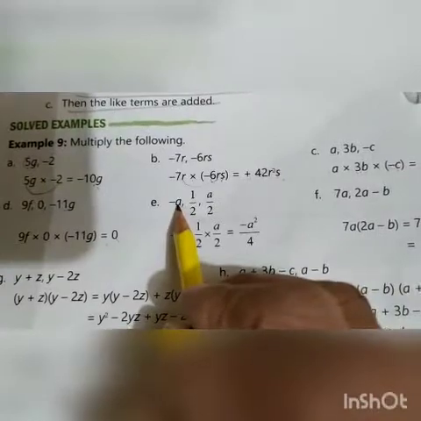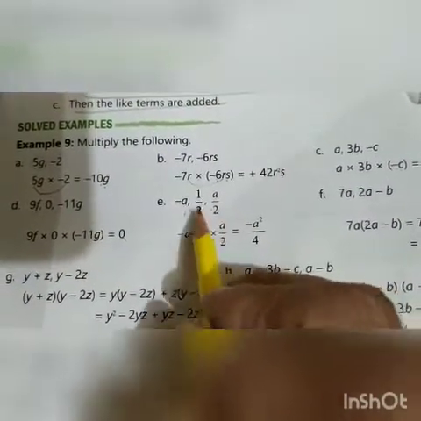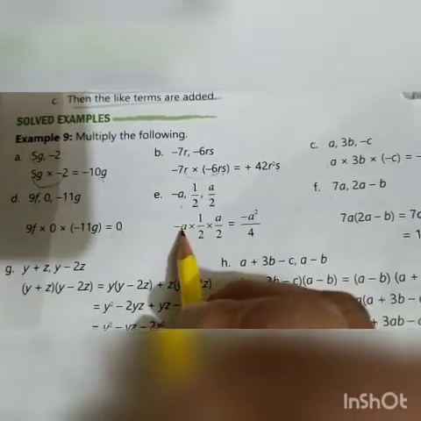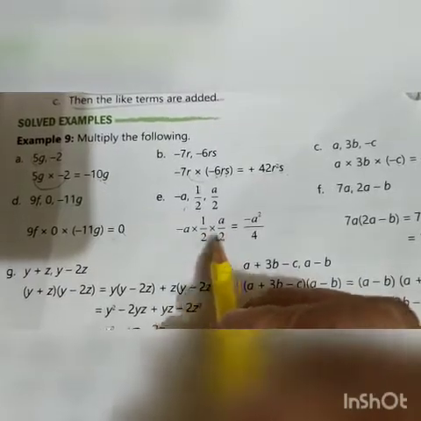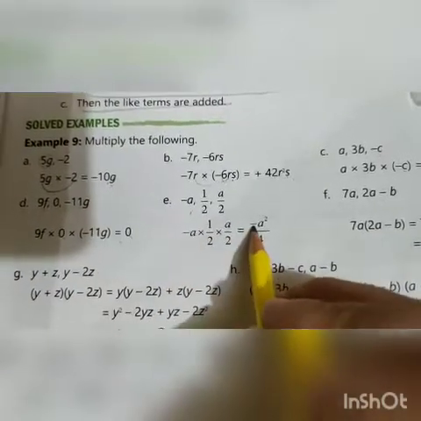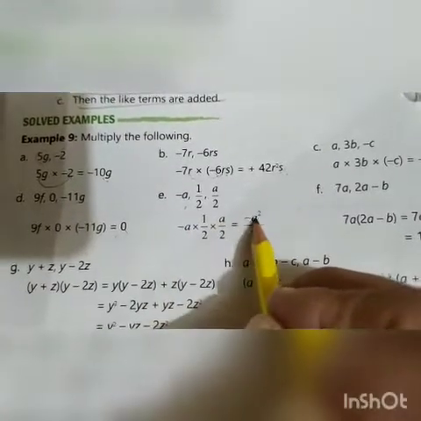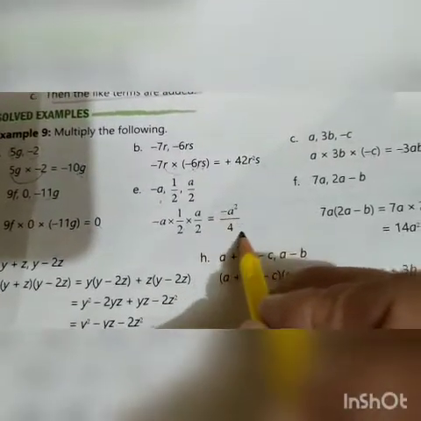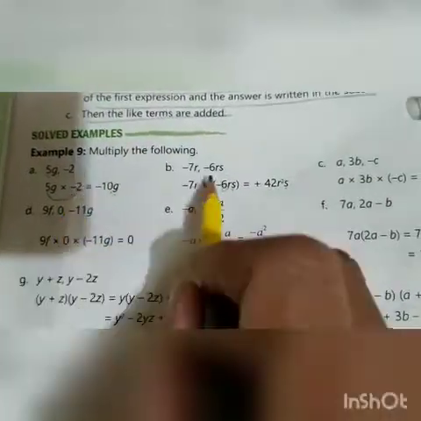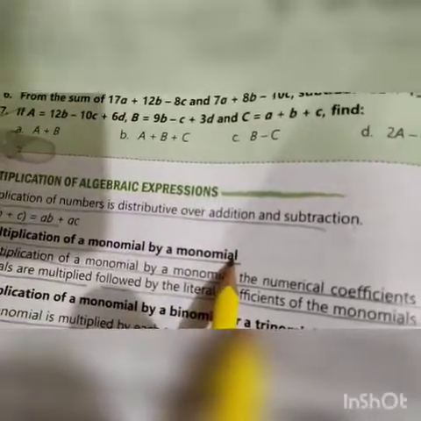Next, minus a, 1 upon 2, a upon 2. These are also three terms. We have to multiply these three monomial terms. Minus a multiplied by 1 upon 2 multiplied by a upon 2. So with the minus, we multiply a by a, which is a square, and 2 times 2 is 4. So the product will be minus a square upon 4. All these 5 examples are for multiplication of a monomial by a monomial.